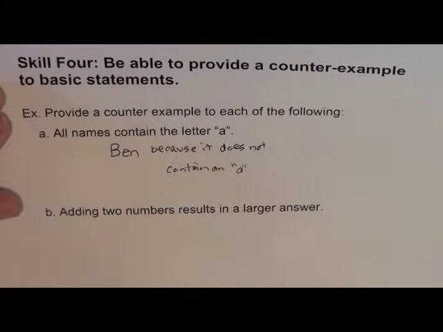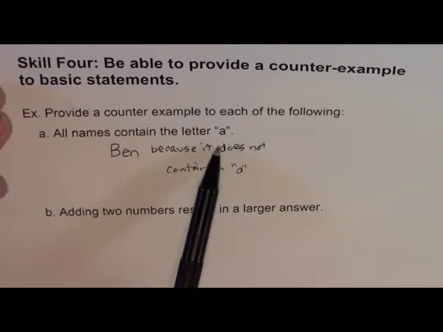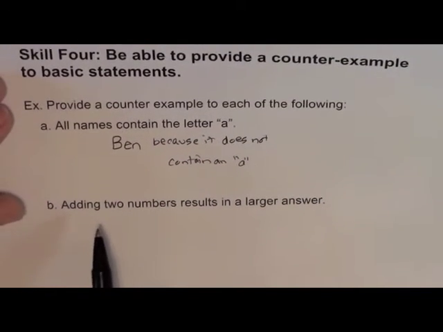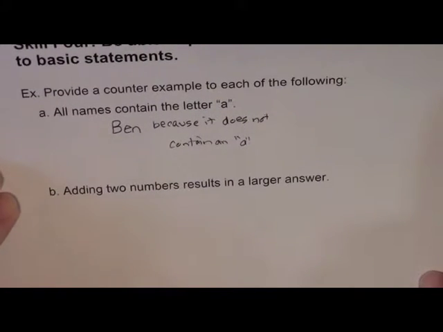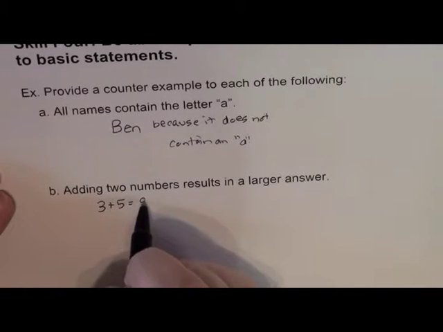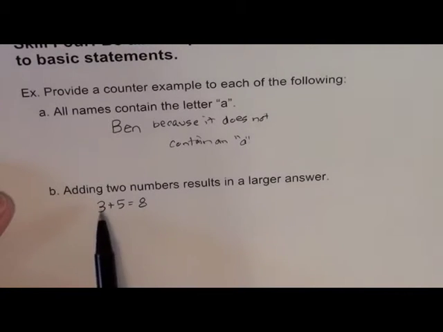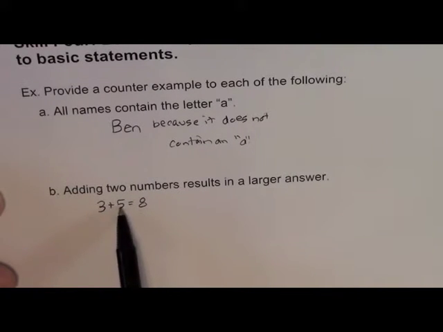Now, oftentimes, though, when we're talking about counterexamples, all names contain the letter A. That's great, but that statement alone is not very mathematical. So oftentimes we actually have math statements like adding two numbers results in a larger answer. So for example, what this means is 3 plus 5 is 8, and 8 is larger than both 3 and 5. So what you need to do is find an example, just one, where you're adding two numbers and the result, the answer, is not larger than both of the original numbers that you added.